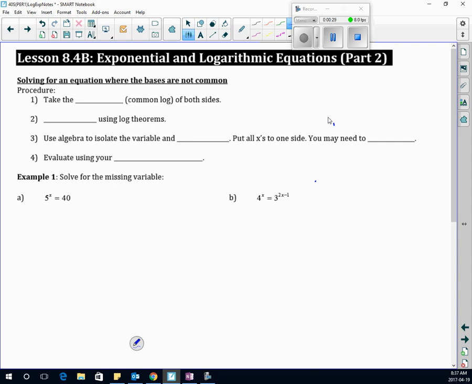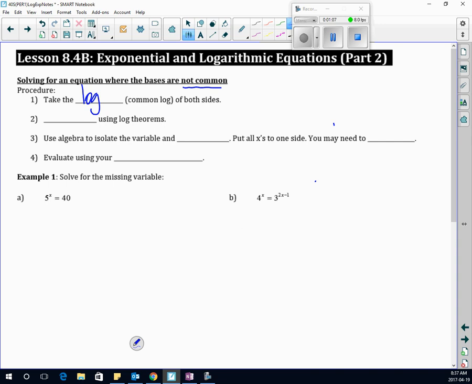Okay, so solving an equation where the bases are not common. Notice I say the bases are not common. This is a calculator part of the exam. If the bases are the same, or you can rewrite them as the same, it will be on the non-calculator part. So that's key here. If you can rewrite bases the same, it is faster to do it without a calculator and rewrite in common bases. So anyways, take the log, and we're going to use the common log. What was the common log again? Base 10, yep. Of both sides.